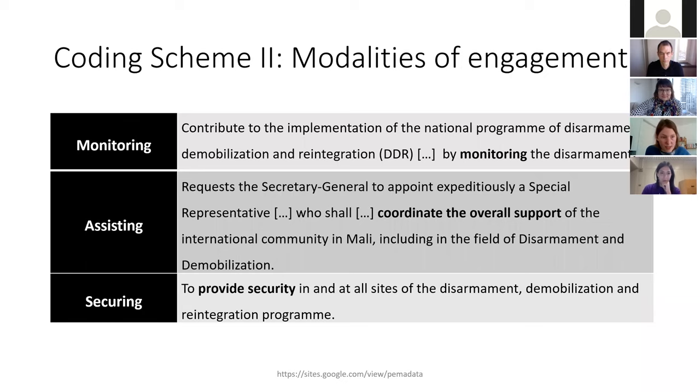So evidence from a Security Council resolution for monitoring would read as follows: contribute to the implementation of the national program of disarmament, demobilization, and reintegration by monitoring the disarmament. Or a UN Security Council resolution mandating peacekeepers to assist with DDR could read, request the Secretary General to appoint expeditiously a special representative who shall coordinate the overall support of the international community in Mali, including in the field of disarmament and demobilization. And evidence for securing a task such as disarmament and demobilization could read, to provide security in and at all sides of the disarmament, demobilization, and reintegration program.